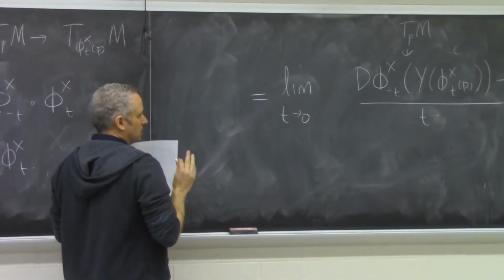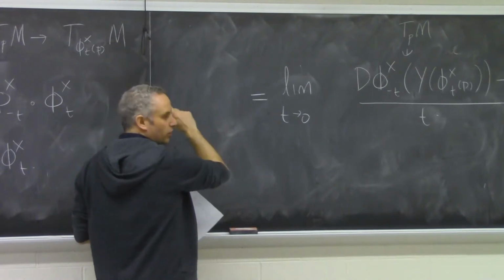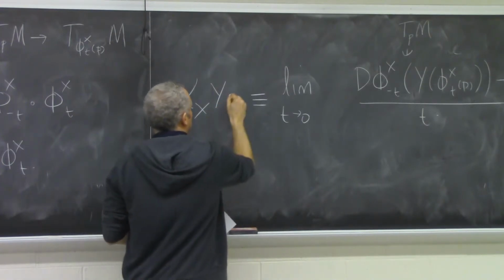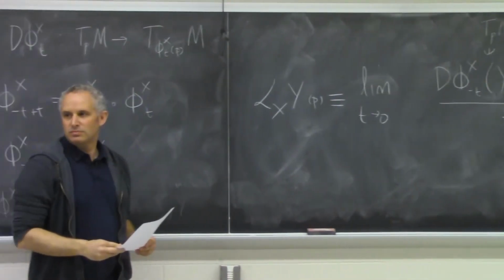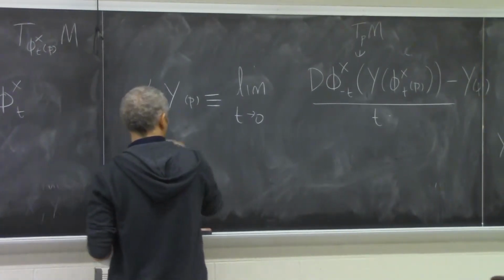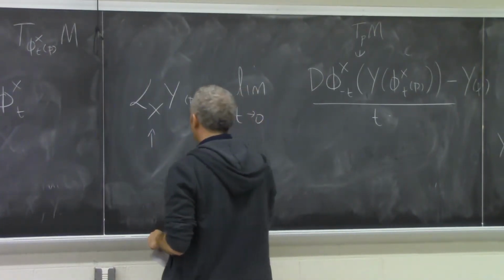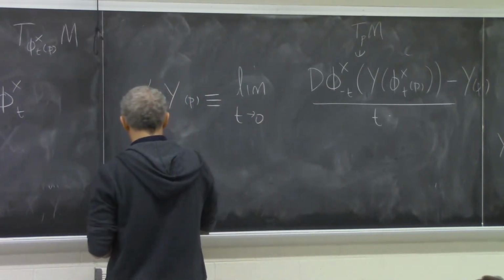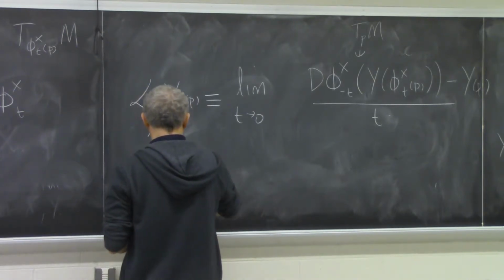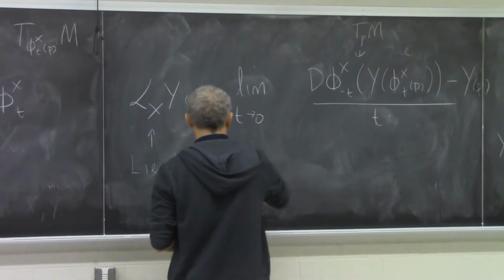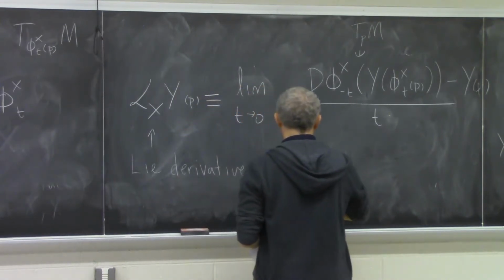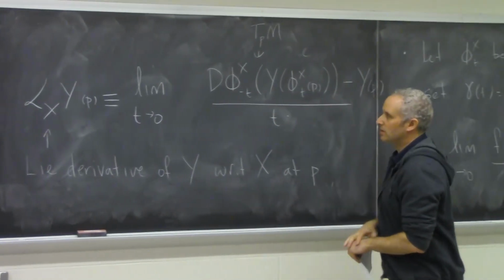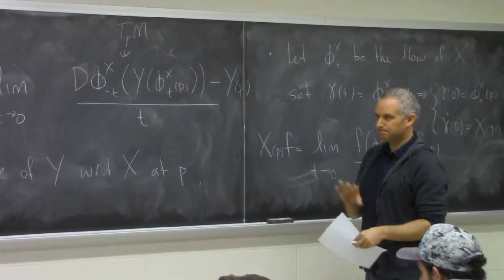And now we have a directional derivative. So this is the name for it. Okay, this is a symbol, and we're evaluating it at p. We could have started a discussion with the motivation of defining directional derivatives of vector fields and come up with this as we did. And this is called the Lie derivative of y with respect to x, and we evaluated it at p. Okay, that's what that symbol means.